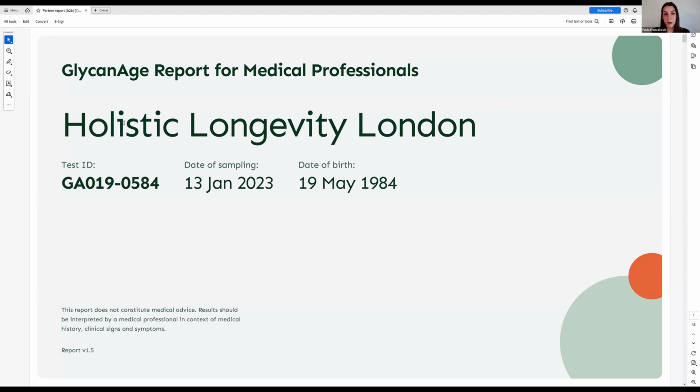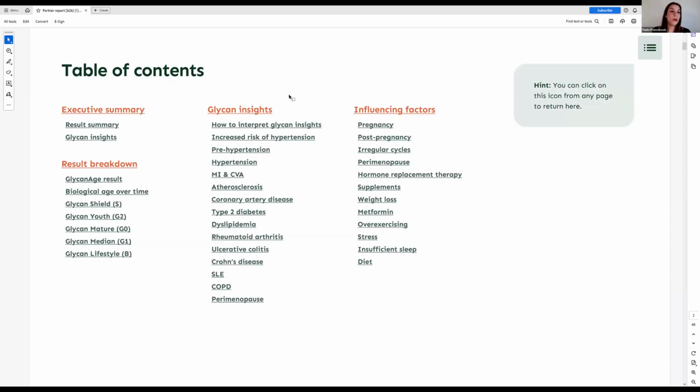It will have the name of your clinic and center here, and you have this encrypted data from your patient or client. These are the contents of the report. So what I really love is this executive summary, because we have all of the glycan insights in one place and all of the overlaps in one place. So you can just at a glance see right away and recognize a potential area to focus on further. I find this very, very useful.